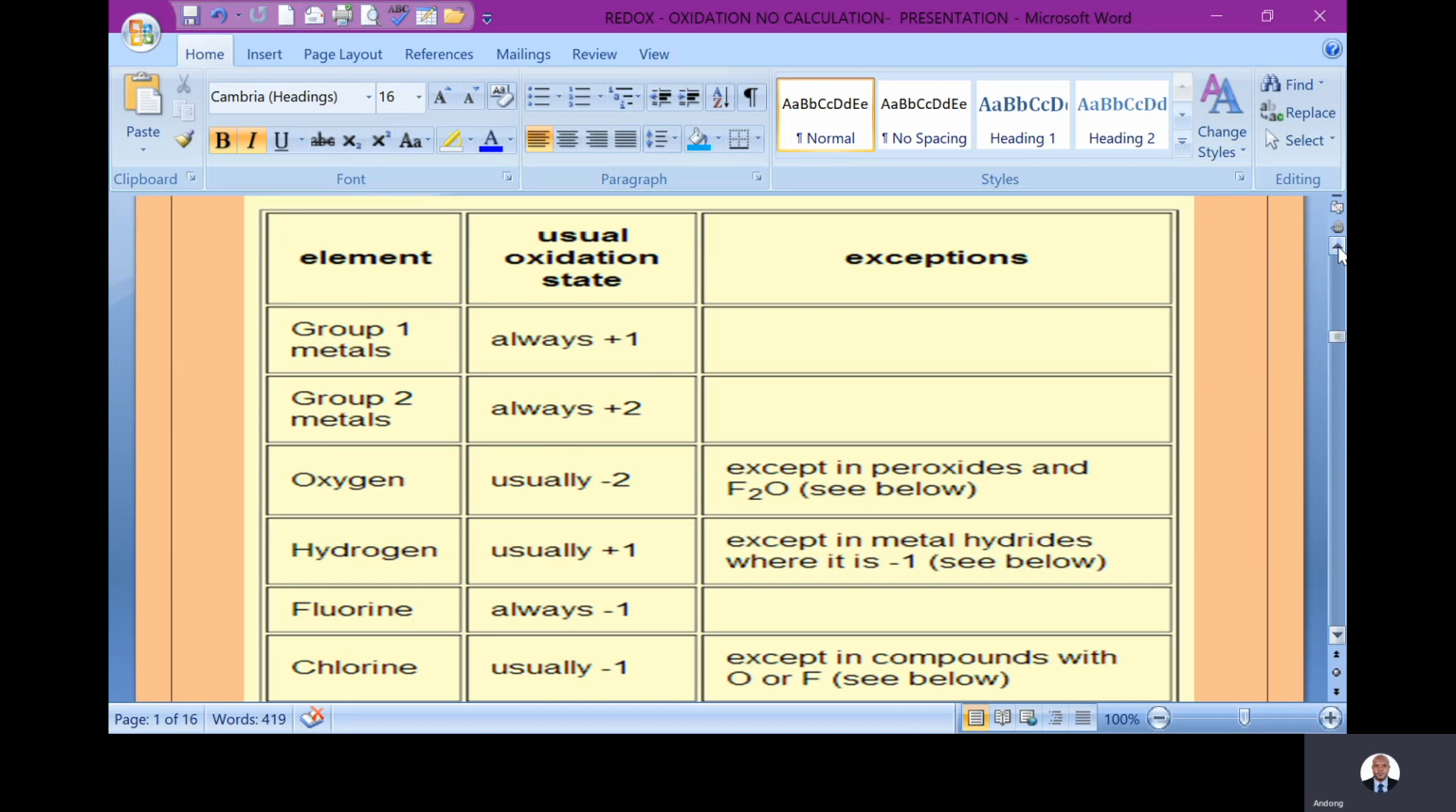Oxygen has a negative oxidation number of -2, except in a peroxide and when reacting with fluorine. Hydrogen has a +1, except in metal hydrides. Fluorine has a -1. Chlorine has a -1, except combined with oxygen. Next lesson, we will go into the detailed calculations of oxidation number in a compound.